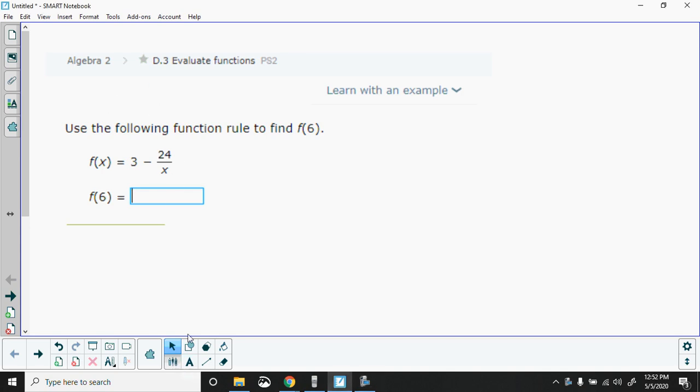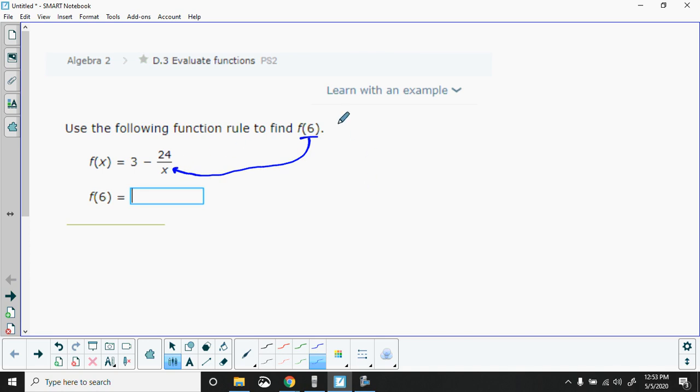Here we go, evaluating functions. All we're going to do is just plug it in. Let me get my little cursors ready. It says use the following function rule to find f of 6. 6 we're going to plug in for x.